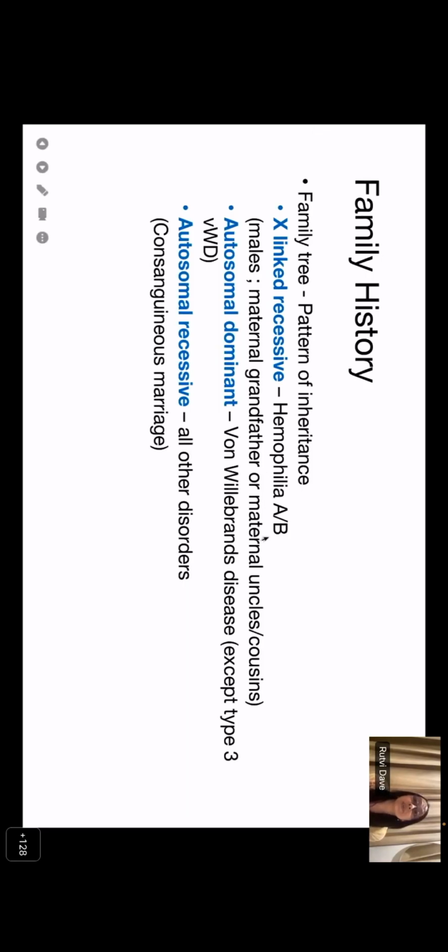Von Willebrand disease, with the exception of type 3, may be inherited in an autosomal dominant fashion. So you may have a history of a member in each generation of the family being affected. And all the other inherited bleeding disorders are autosomal recessive. So in such a case, parents will be asymptomatic carriers, and there may be a history of the patient being born of consanguineous marriage. So now we go to the cases with this background.